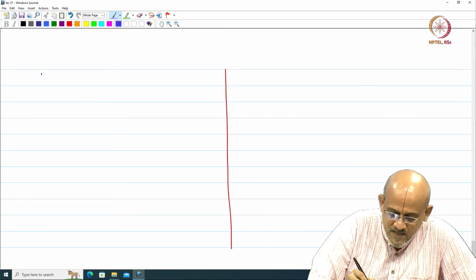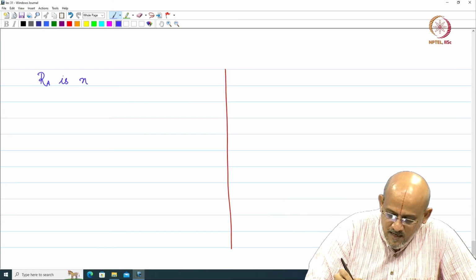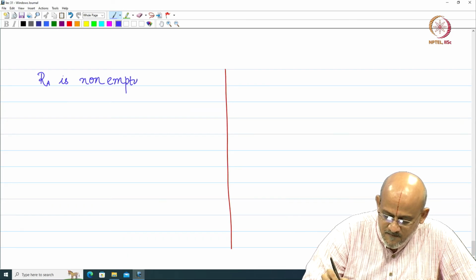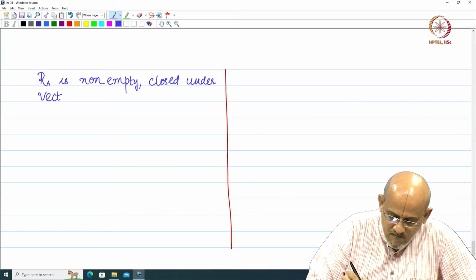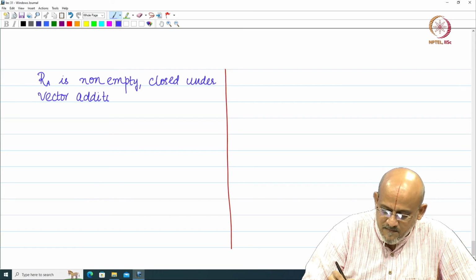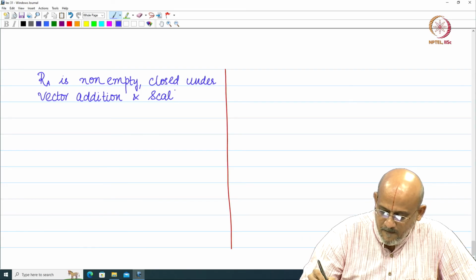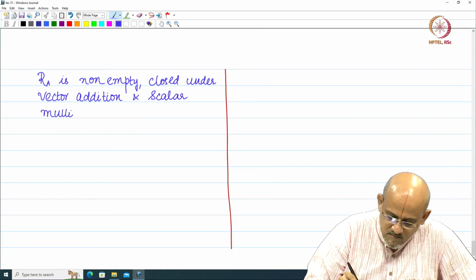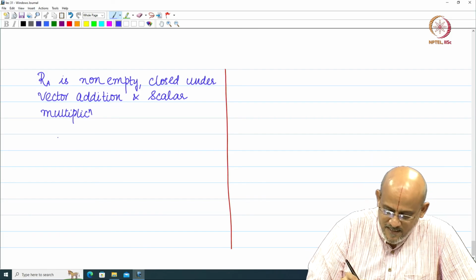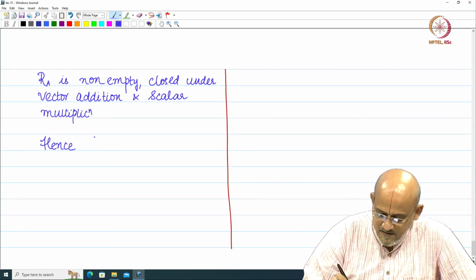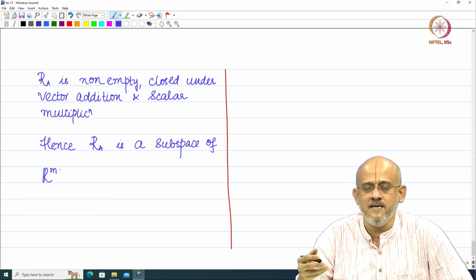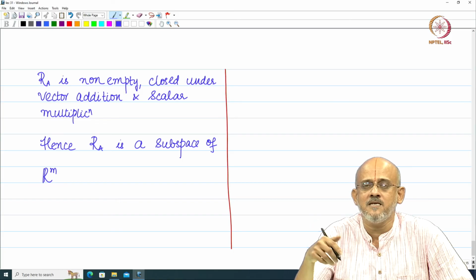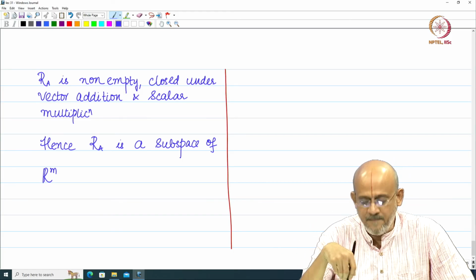So, what we say is R A is non-empty, closed under vector addition and scalar multiplication, hence R A is a subspace of R m, right, because R A contained the set of all those B vectors which can be expressed as a linear combination of the columns of A, and that is a subspace of R m.